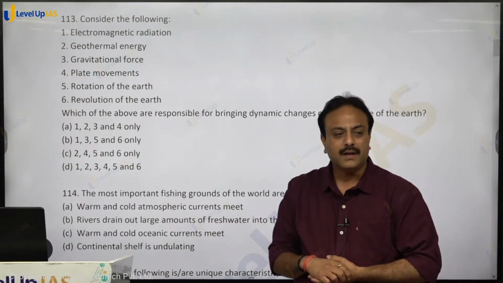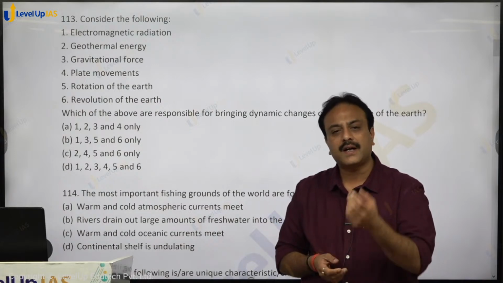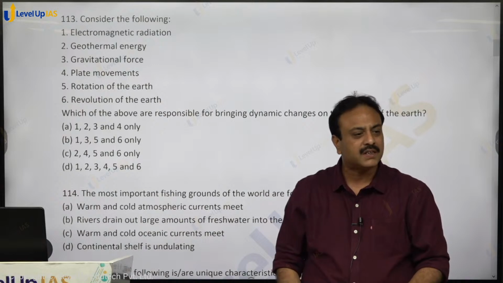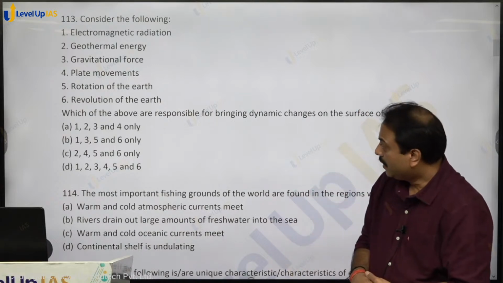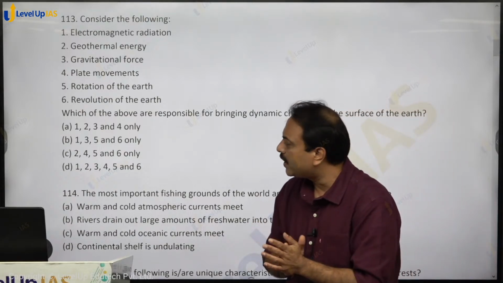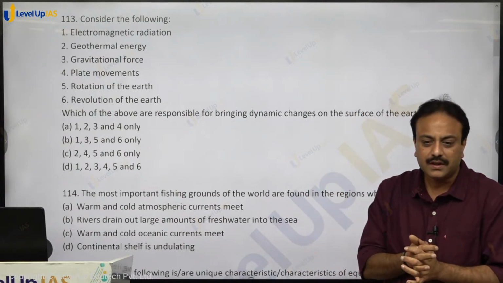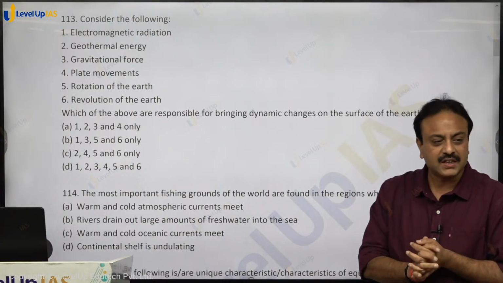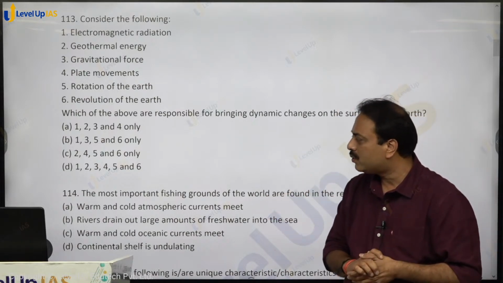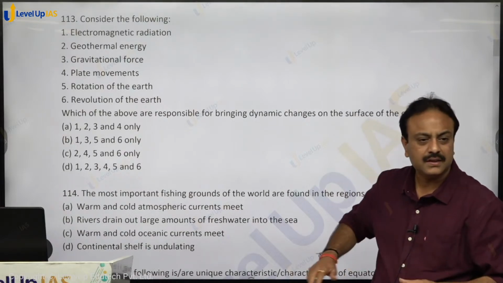Gravitational force. Yesterday we studied mass wasting, mass movement under the impact of gravity. Current, water moves down, gravity. Water flows down, gravity. Rainfall drops down, precipitation takes place, gravity. Without gravity nothing will happen. Plate movements, direct relation, dynamic, formation of mountains, trenches, etc. Rotation of Earth, Coriolis force, revolution of Earth, change of seasons. If seasons will not change, temperature will not be altered. So all are responsible for bringing dynamic changes. So 1, 2, 3, 4, 5, 6, option D, D for dog shall be the right answer. Clear on that? Yes.